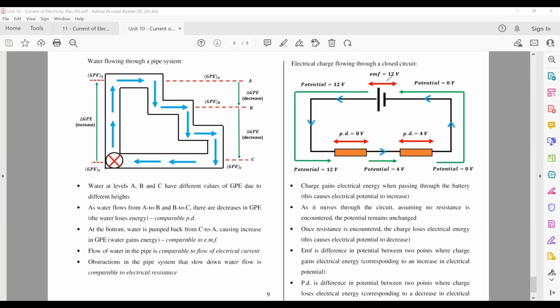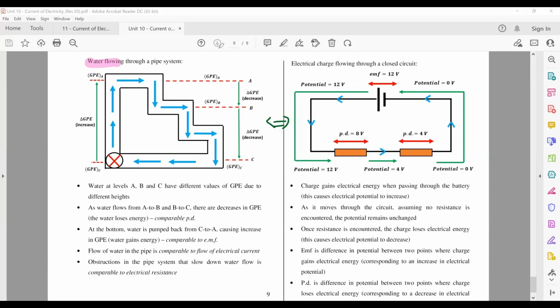Now, when you're talking about an electrical circuit, it normally involves a charge that moves through a circuit. It goes around in a loop. So there are comparisons that you can make between the flow of charge in an electrical circuit and the flow of water inside a pipe system. You can make some similar comparisons.